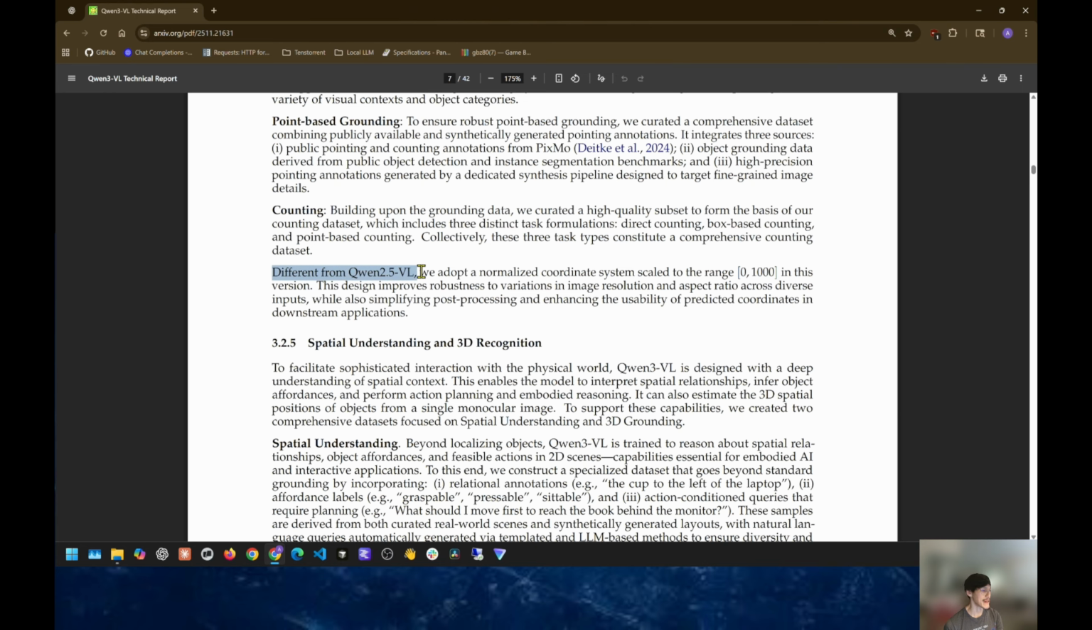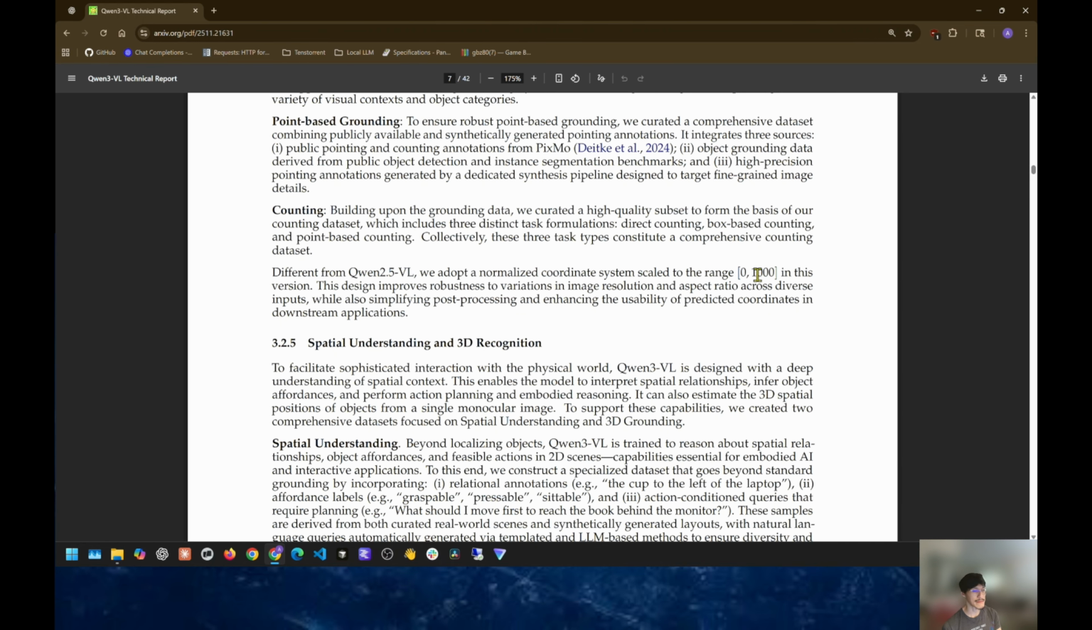Different from Qwen2.5 VL, we adopt a normalized coordinate system scaled to the range of 0 to 1000. In this version, this design improves robustness to variations in image resolution and aspect ratios across diverse inputs, while also simplifying post-processing and enhancing the usability of predicted coordinates in downstream applications.